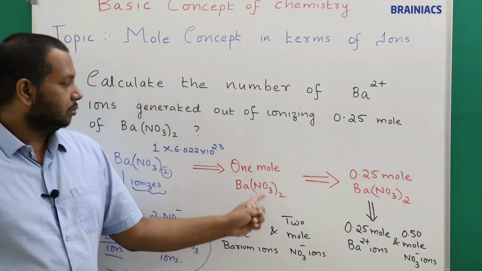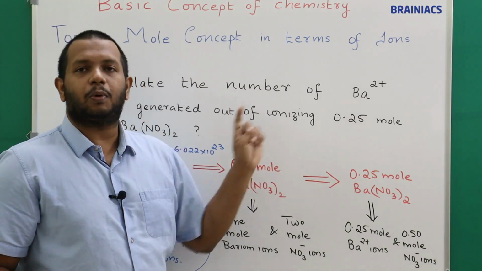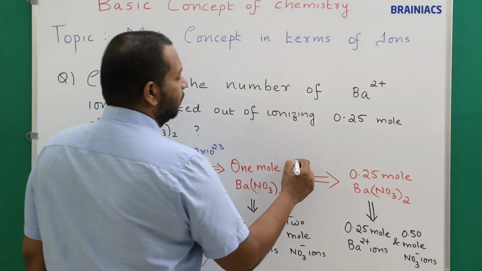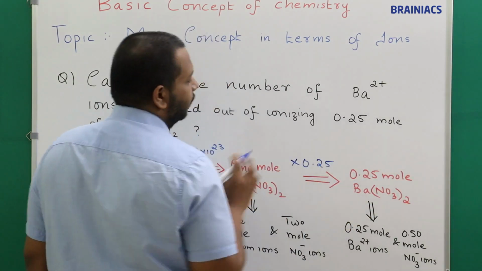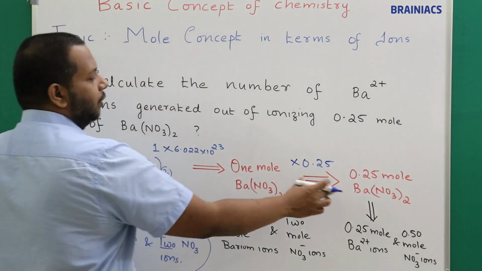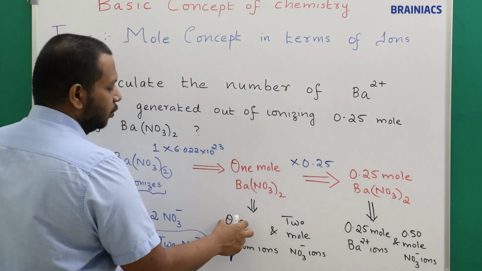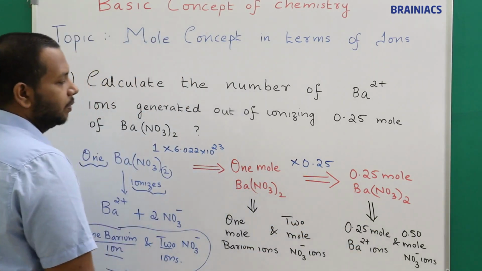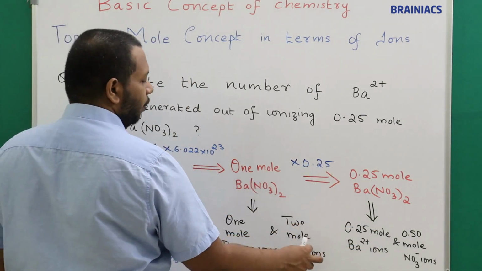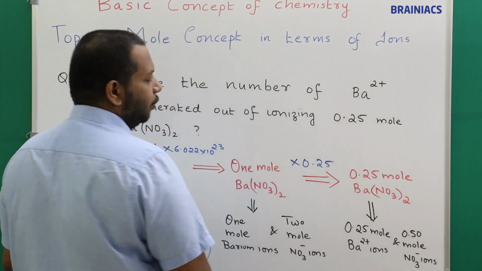Now I want to convert this 1 mole to which amount? They are asking you in 0.25 mole. What should I do? Multiply by 0.25. That's it. Then this will become 0.25 mole. So 0.25 mole of Ba(NO3)2 will have how much? Multiply this 0.25 here also. 0.25 into 1 mole, that is 0.25 mole of barium 2 plus ion, and 0.25 into 2, that is 0.50 mole of NO3 minus ion.